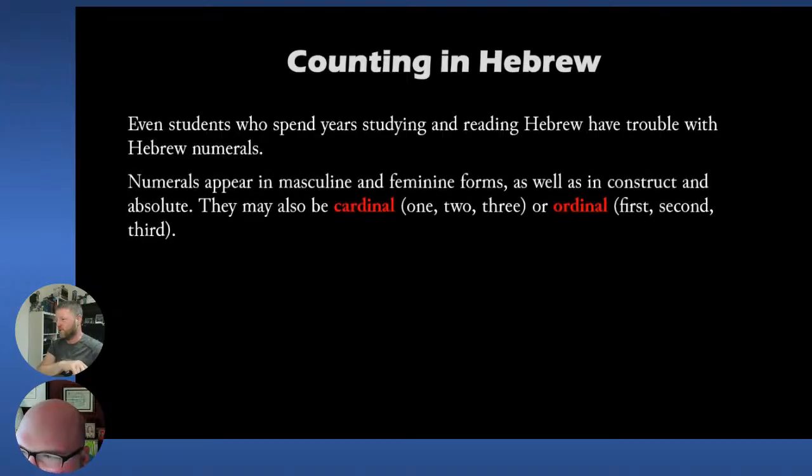So numerals appear in masculine and feminine forms. I hate those terms, as well as in construct and absolute. They also may be cardinal, 1, 2, 3, or ordinal, first, second, third. I don't like the terms masculine and feminine when it comes to numbers because every grammar book that you look at arranges them differently, and they're all stupid. Grammar books, especially the one from Zondervan by Van Pelt and what's his name? Pratico. Mm-hmm. That is the worst. That's the absolute worst when it comes to the treatment of numbers.